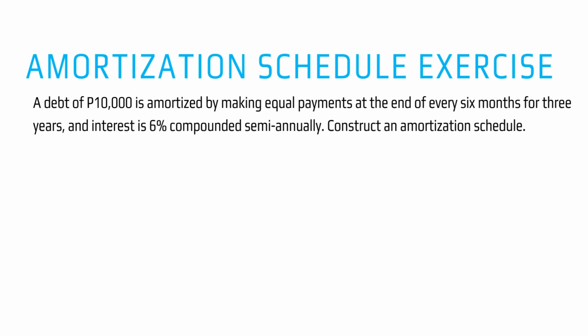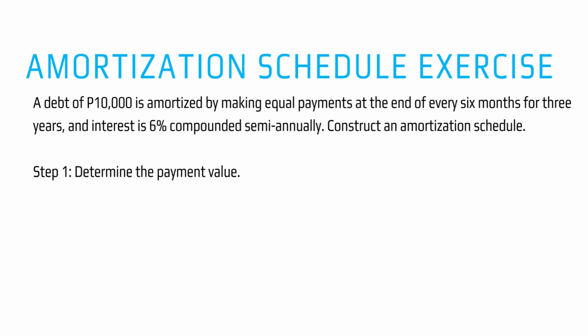Enhance your grasp. Amortization schedule exercise. A debt of 10,000 pesos is amortized by making equal payments at the end of every 6 months for 3 years, and interest is 6% compounded semi-annually. Construct an amortization schedule.